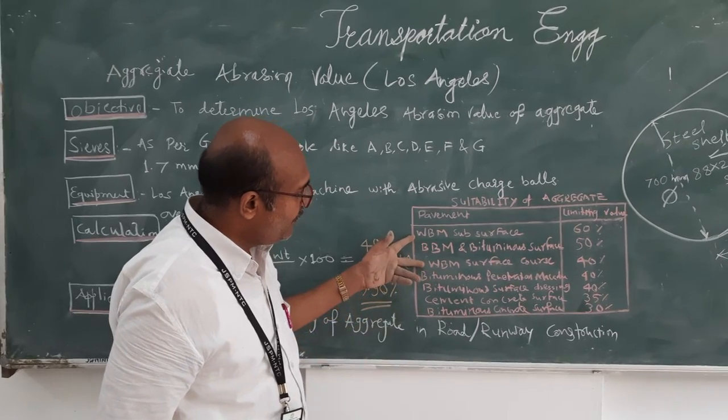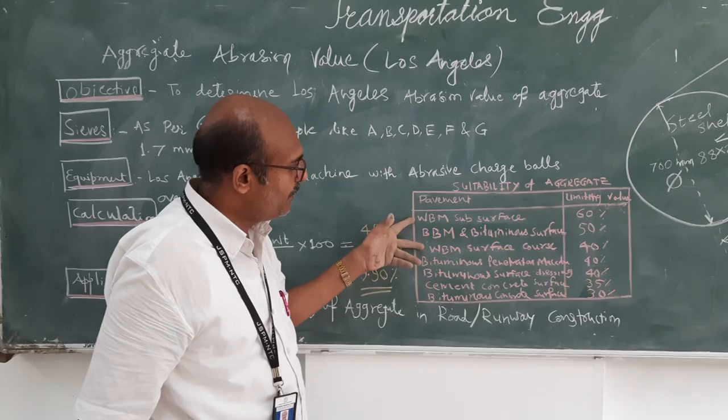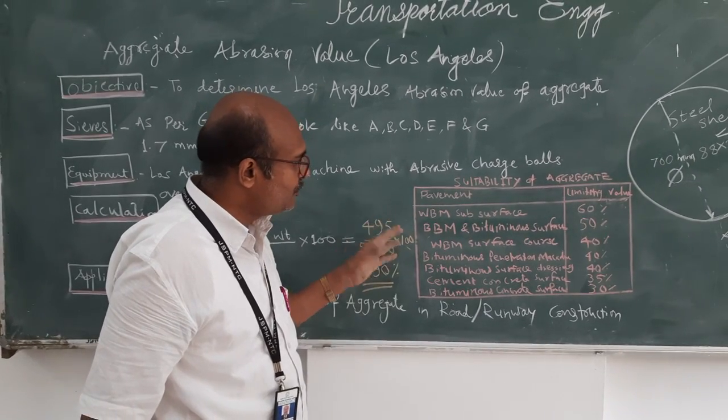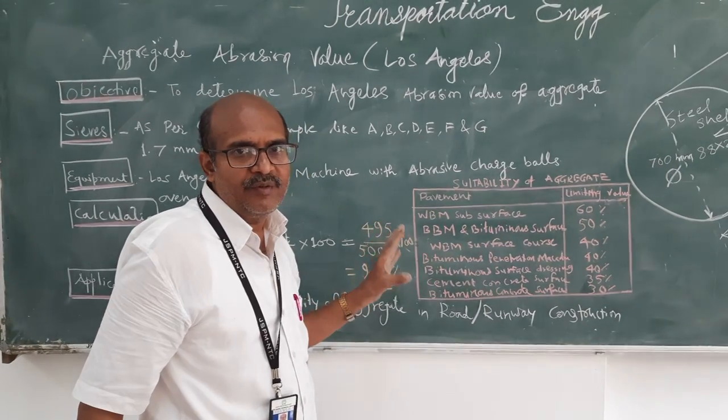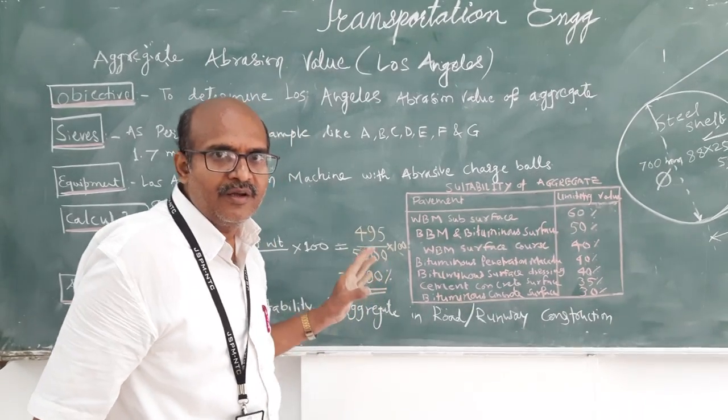So for WBM, if you take both the values, it is 60% or 40%. So our aggregate is suitable for any kind of WBM surface course and also for the subsurface course. Okay, thank you.